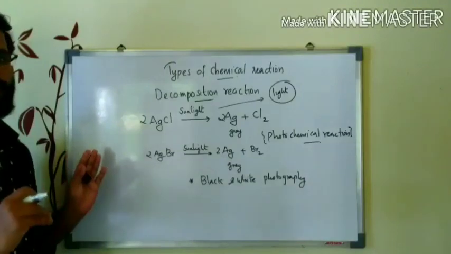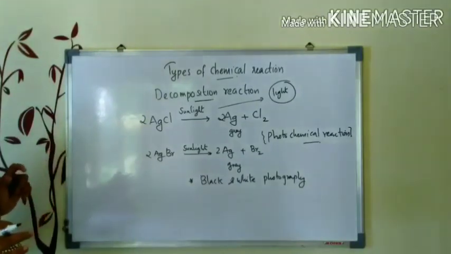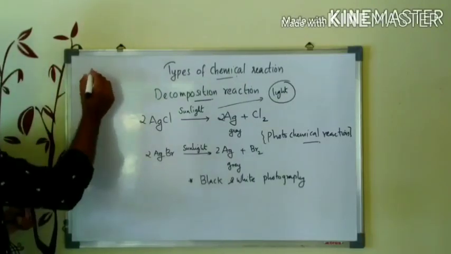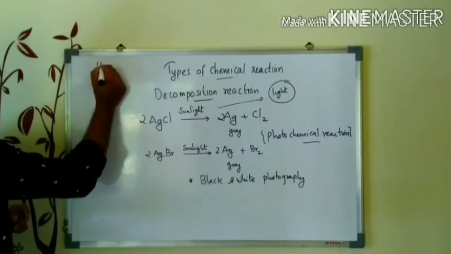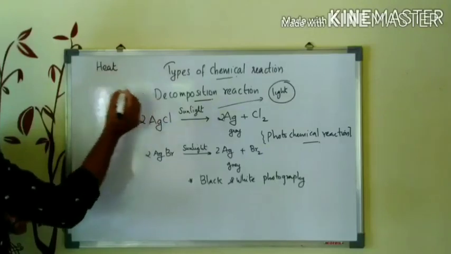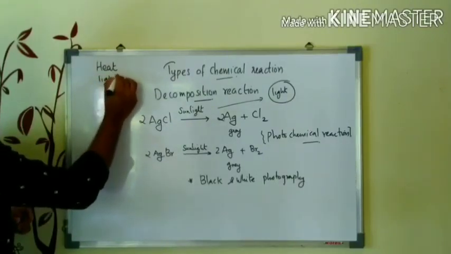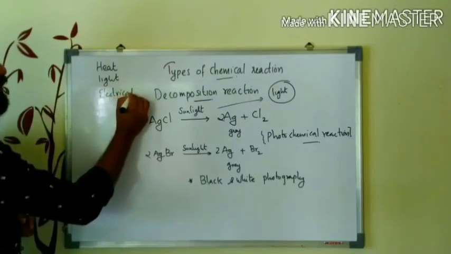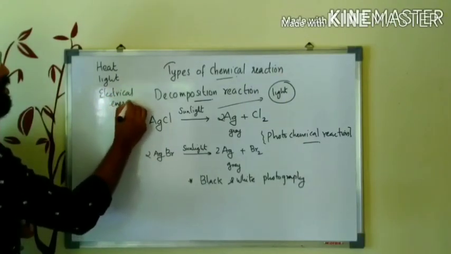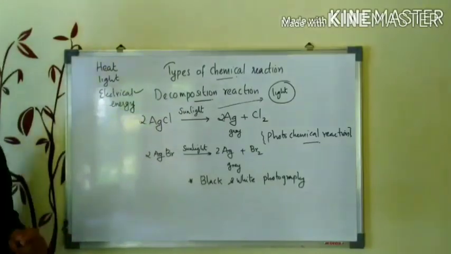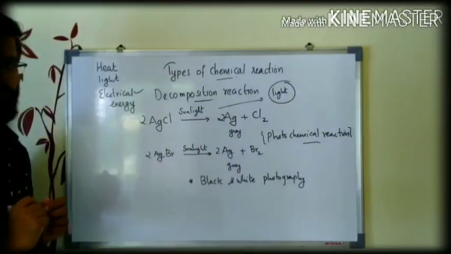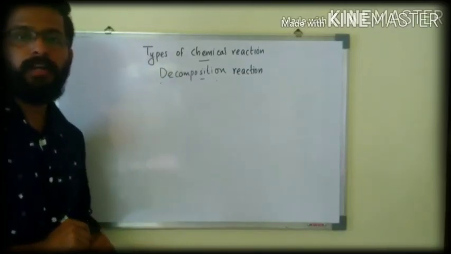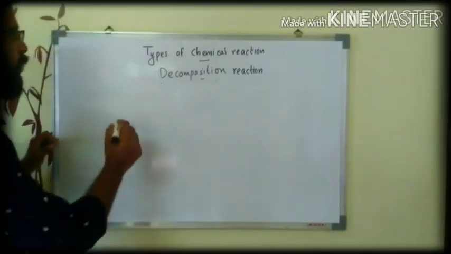What are the things I have mentioned before? Decomposition reaction takes place because of some sort of energy. First I told you about heat energy. Now light energy. One more is there: electrical energy. So we are going to discuss electrical energy next. Next we are going to discuss electrolysis of water.